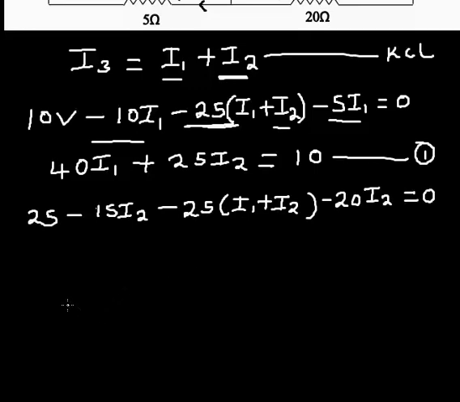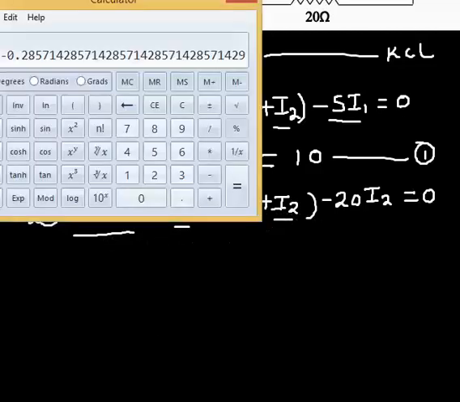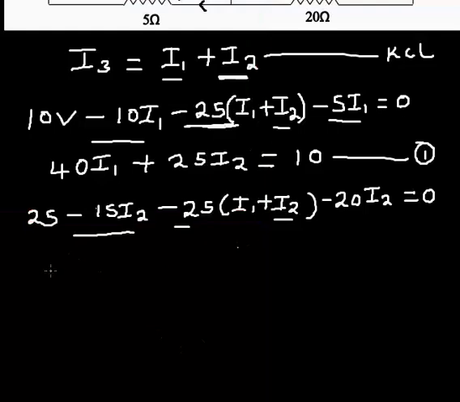Simplifying my expression and of course rearranging my equation, this is going to be minus 15 I2. If I open this bracket, I'm going to have minus 25 I2. Minus 15 I2 minus 25 I2, minus 15 and minus 25, that should give me 40. So I'm having minus 40 I2. Let me write that, minus 40 I2.